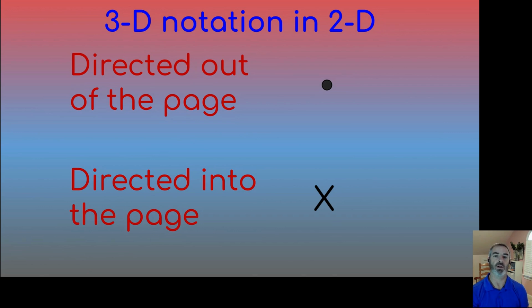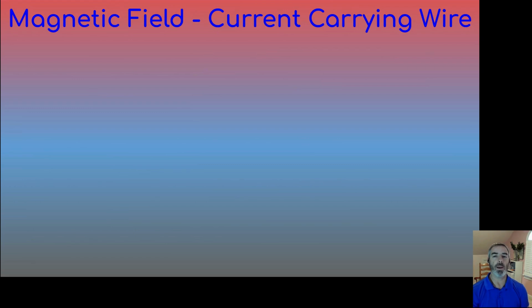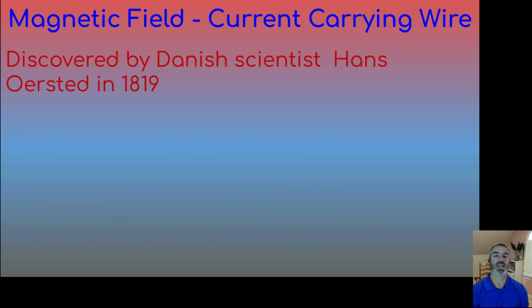The dot is an arrow coming towards you, and X is it moving away from you. So we're going to talk about the magnetic field of a current carrying wire. This was discovered by a Danish scientist, Hans Ørsted, in 1819. He set up an experiment that he was showing in his class for an electrical circuit, and he accidentally left a compass laying nearby a wire.